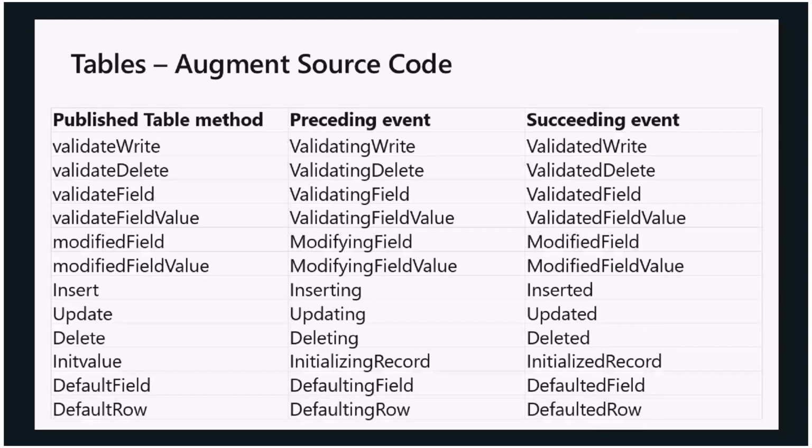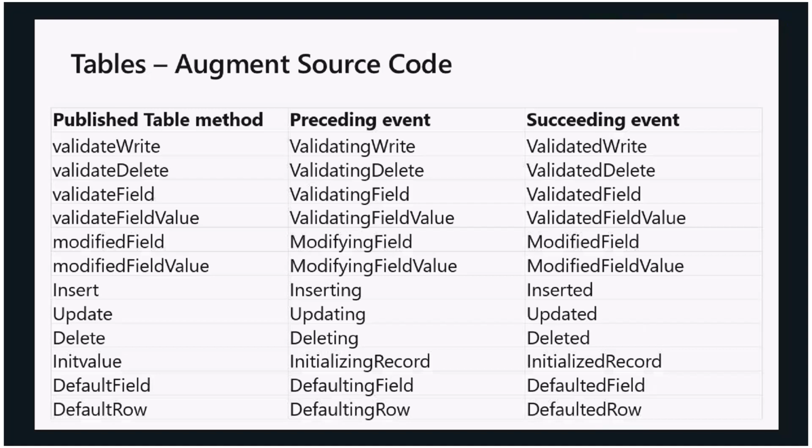We published the full list of events on our docs site, but just to give you an idea of how they map out, I have copied some of them here. As you can quickly see, the event ending in "ing" is the event that precedes the method, and the one ending in "ed" happens after it is completed.